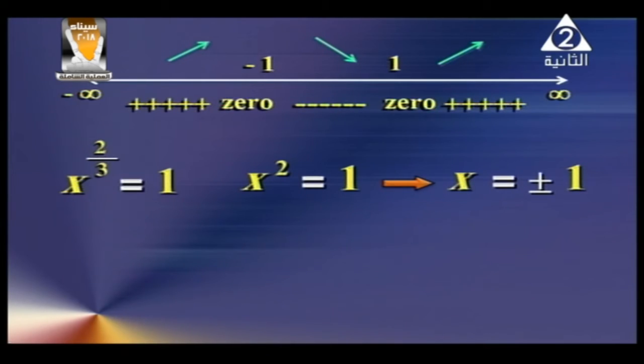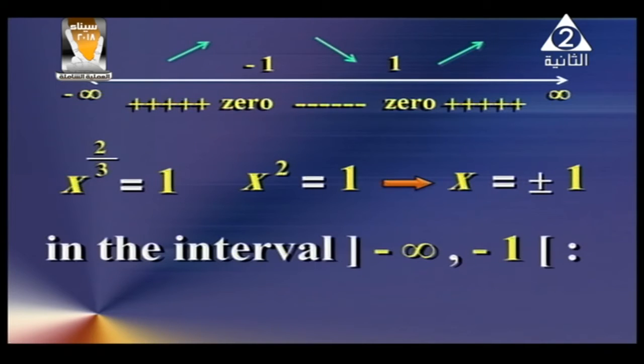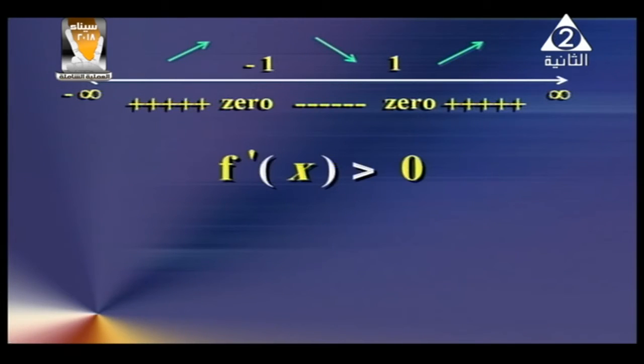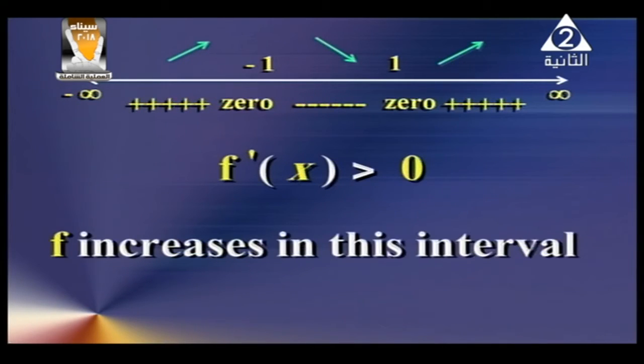The first interval is from negative infinity to negative 1, the second interval from negative 1 to 1, the third interval from 1 to infinity. Look, dear student, in the first interval from negative infinity to negative 1, we take x belonging to this interval and substitute this point to find f'(x). What do we deduce? f'(x) in this case is more than 0, so the function increases in this interval.